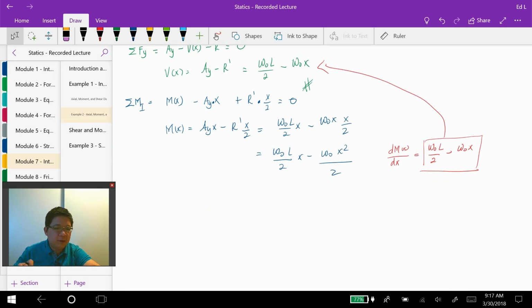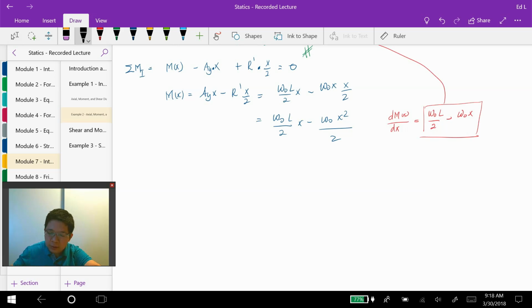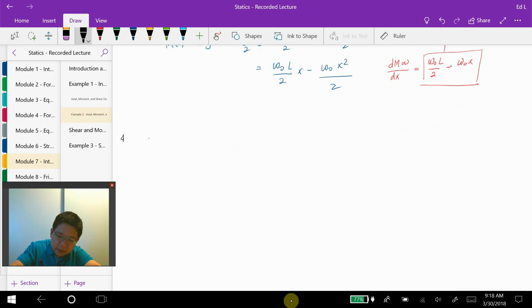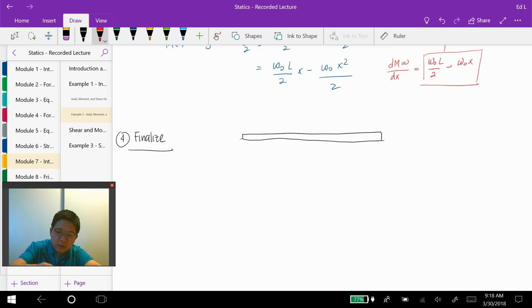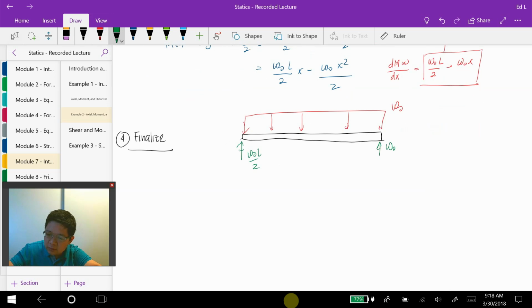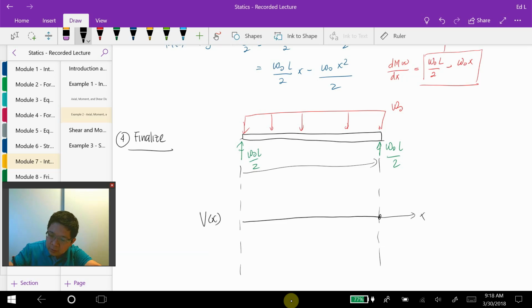And with that, I think we already formed the equations. Now we are going to plot the diagrams. In plotting the diagrams, I like to sketch the whole beam again, and this is the distributed load, w naught. I also like to sketch the reaction forces on the beam. Afterwards, I'm ready to sketch the shear diagram. This is our x, and this is L, and this is our y, which is V of x.